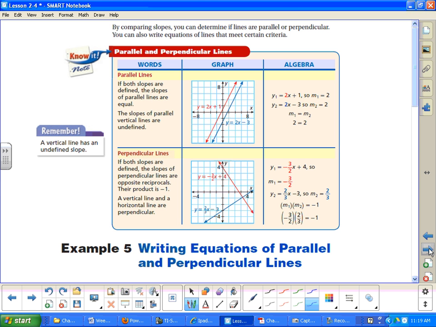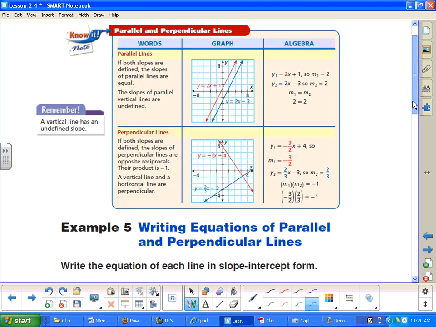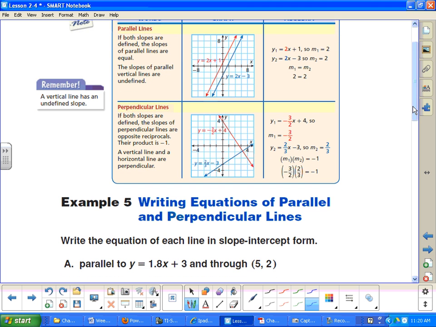What's nice about parallel lines? Okay, they have the same slope. So if I know that two lines are parallel, then their slope is going to be the same. Okay? Makes it easy. Perpendicular lines make right angles. And so their slopes are what we call the opposite reciprocal.